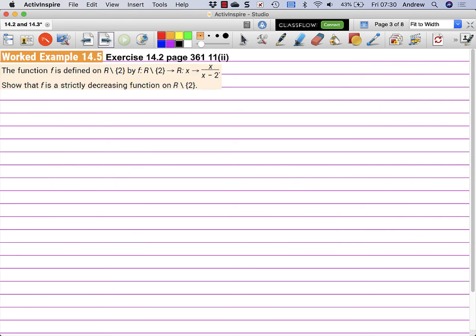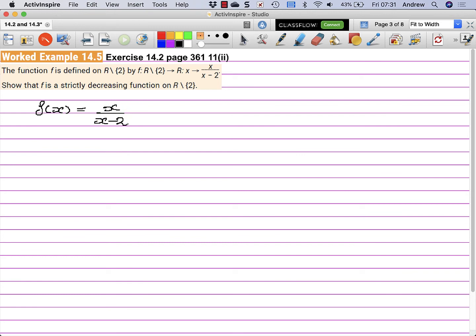So here we've got the function f is defined on this thing here, and show that f is strictly a decreasing function on R without the value of 2. So what we have here is we've got f of x is equal to x over x minus 2.